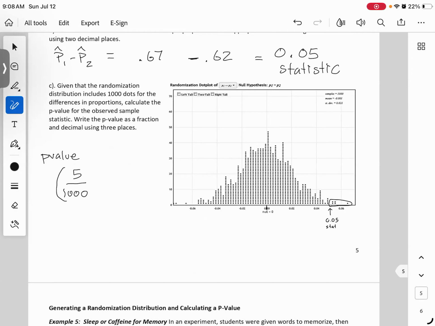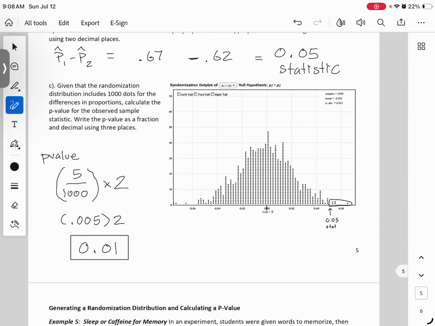But since we never decided whether we wanted strictly greater than or less than, we're saying it's either less than or greater than. So you need to make sure to do times 2 to double this. Now, when we work this out, you can do it either way in your calculator. You can either do the decimal first and then do times 2, or just put the whole thing in your calculator, and you're going to get 0.01 for the p-value.